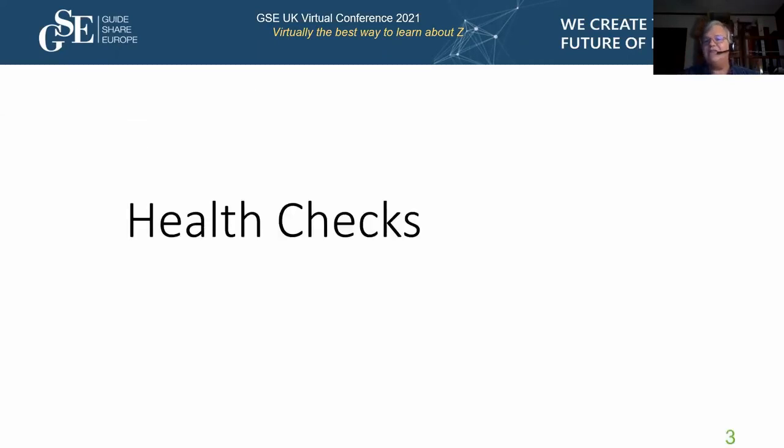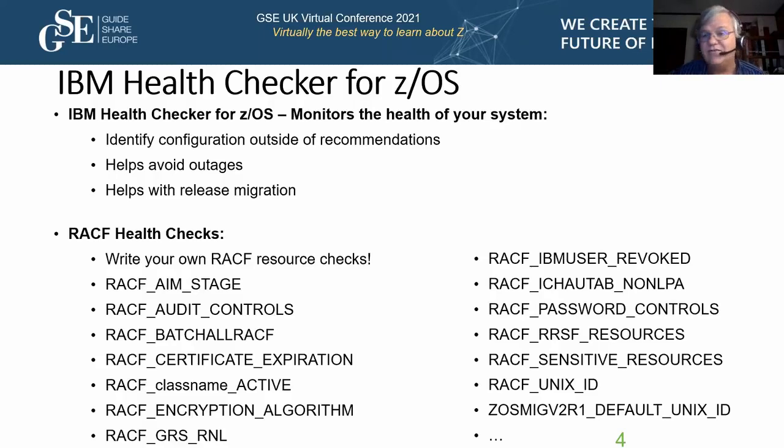So let's first talk about the RACF health check support, some new stuff we've been doing. We've been doing health checks for z/OS since the IBM Health Checker for z/OS first came out in z/OS 1.7 and rolled all the way back to z/OS 1.4. And RACF was one of the first components to put checks out there. We put two out there, the famous RACF_SENSITIVE_RESOURCES check and the RACF_GRS_RNL check. Those are our first two, and ever since then we've been adding more and more.